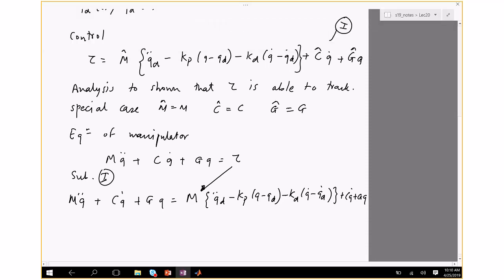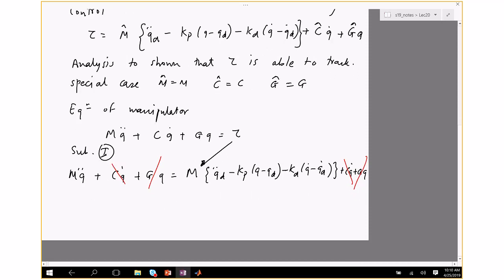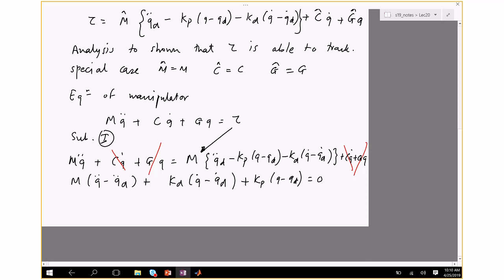We can cancel off the terms which are common, and we are left with M times Q double dot minus Q D double dot, plus KD times Q dot minus Q D dot, plus KP times Q minus QD, equals 0. I can write this as mass times E double dot plus KD E dot plus KP E equals 0, where E is Q minus QD. That's the error between Q and QD. Q is what the manipulator actually does, QD is what we want the manipulator to do, and ideally Q equals QD if it's perfect.